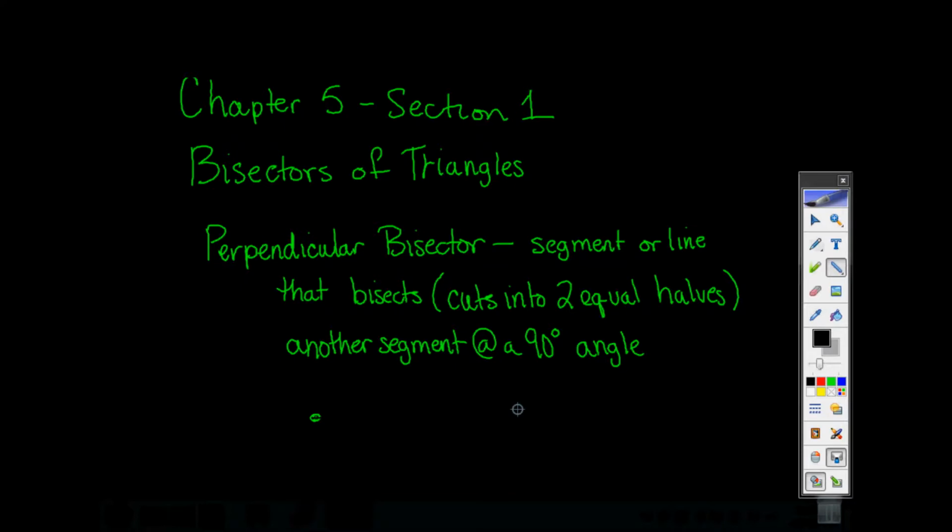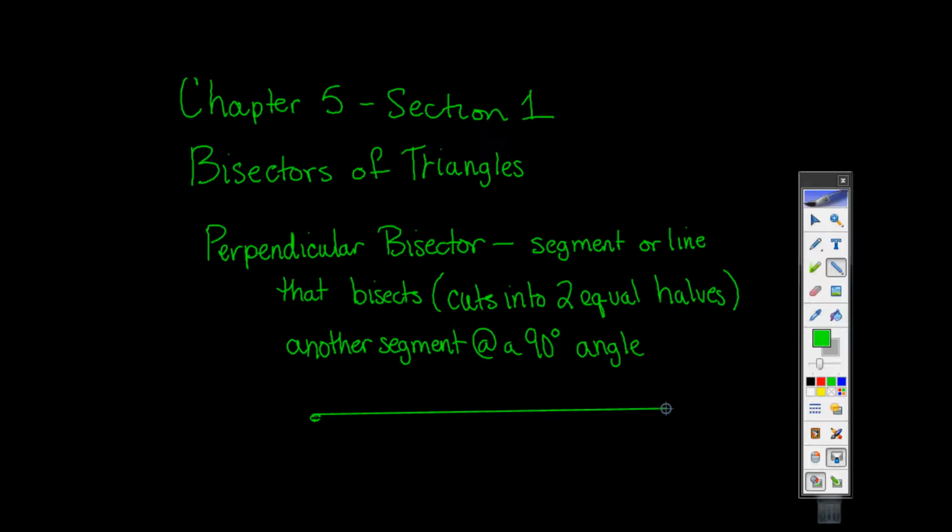So if I just have some line segment, and this side is the same length as this side, and that's a 90-degree angle, then this is a perpendicular bisector.